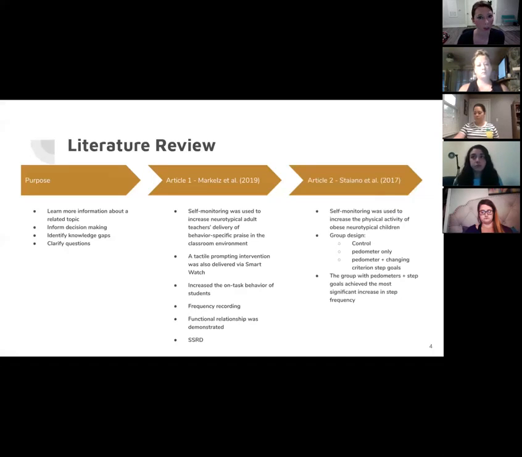Markels et al. used a multiple baseline across participants design, and the researchers were able to demonstrate a functional relationship between the intervention and the targeted behavior. Most importantly, data collection of the students' on-task behavior revealed that it increased from an average of 50% during baseline to 87% during intervention and 92% in maintenance. This was an awesome outcome with excellent social validity.